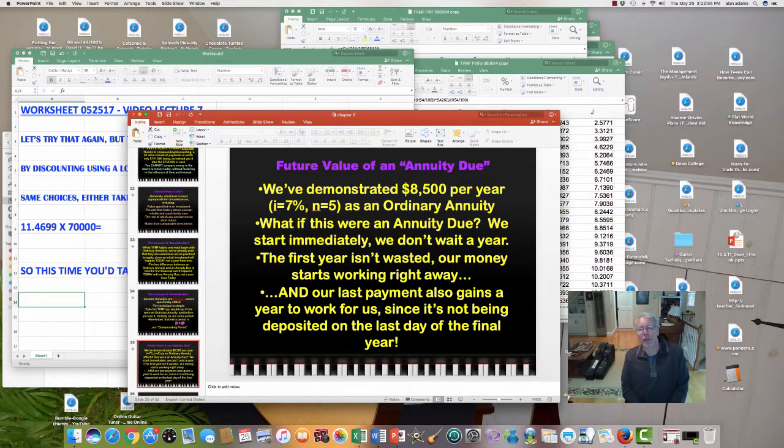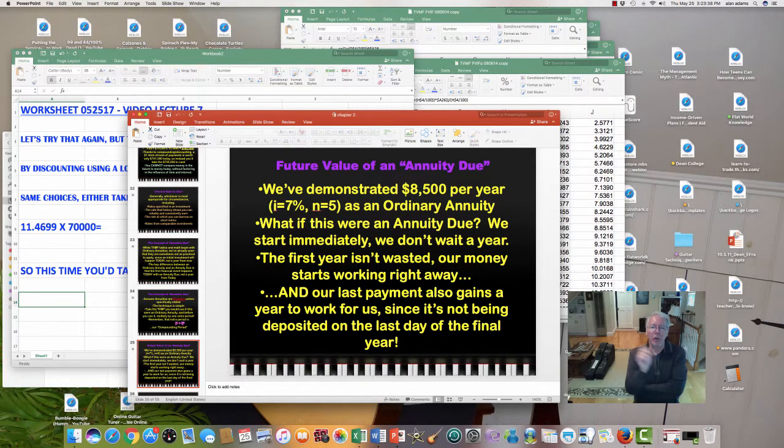Now, several slides ago, friends, I demonstrated the future value of an ordinary annuity. And we said, what happens if I put $8,500 a year away, starting 1 year from now, ordinary. I'm going to do that for 5 years, 5 payments of $8,500 at 7%. I walked you through that, and we determined back on page 28 that that number was about $48,881. That's what those 5 payments of $8,500 would grow to, including the interest. It's going to be $48,881.